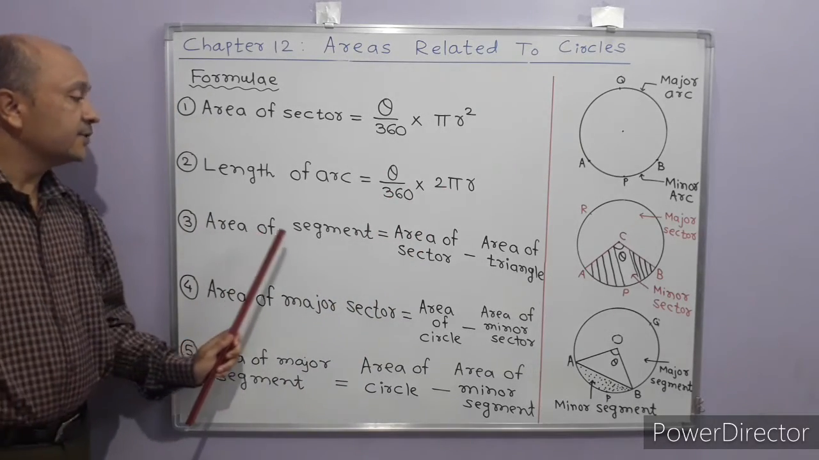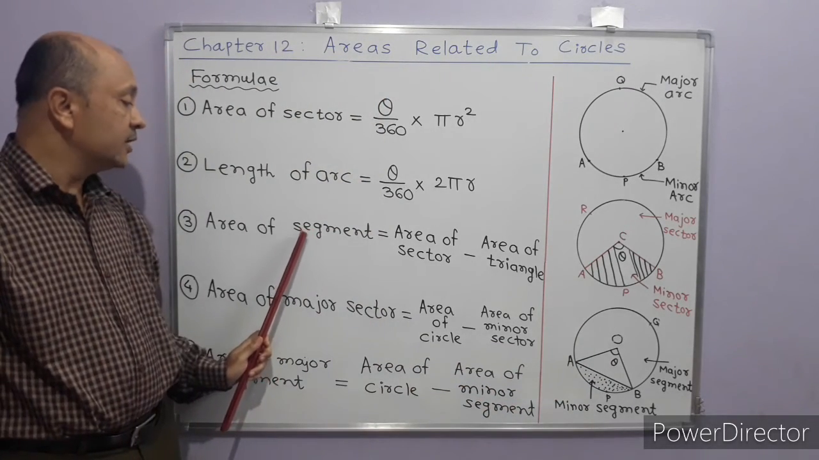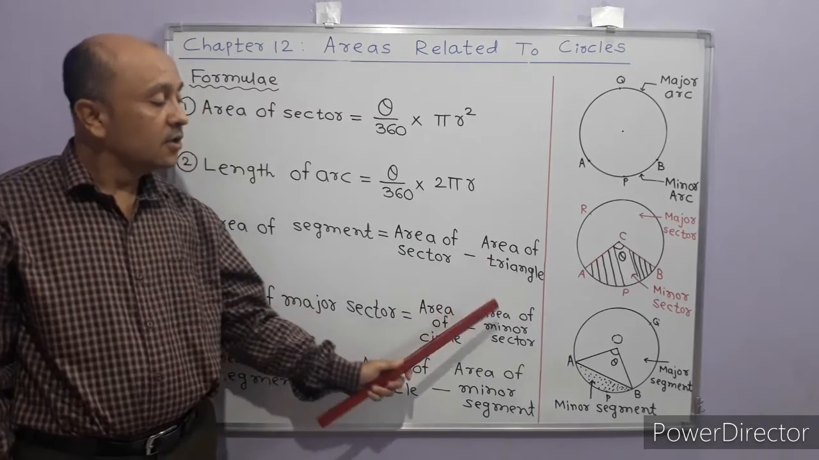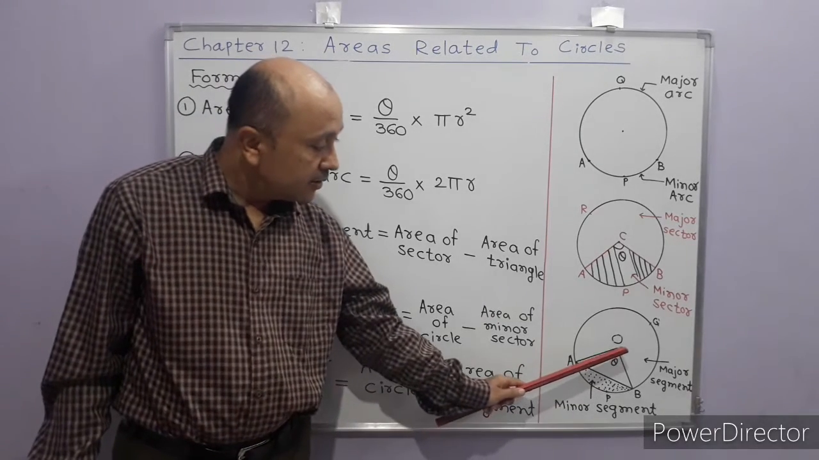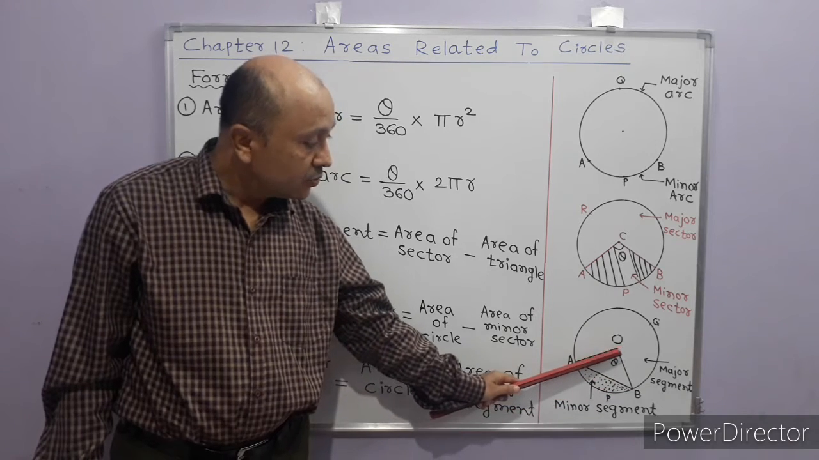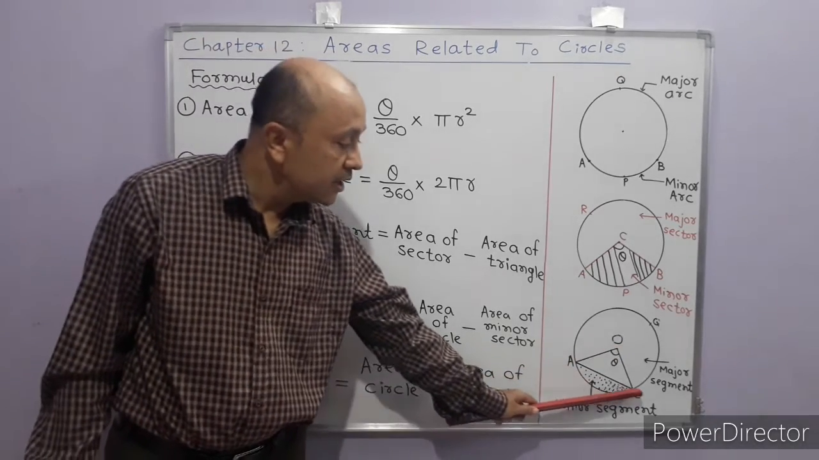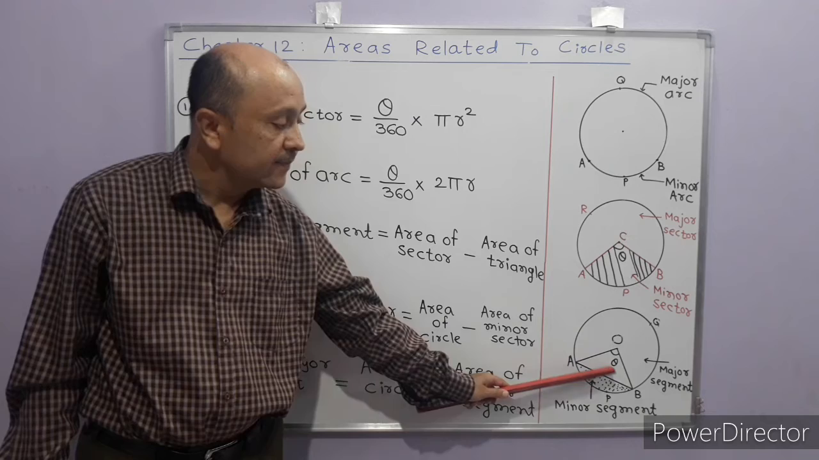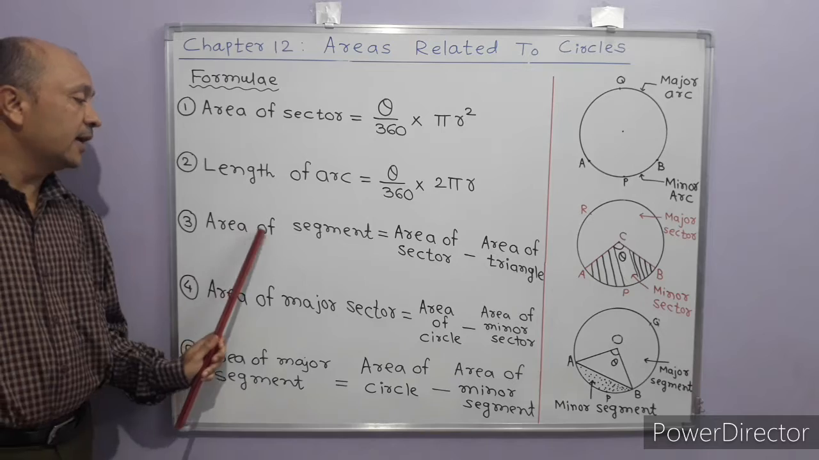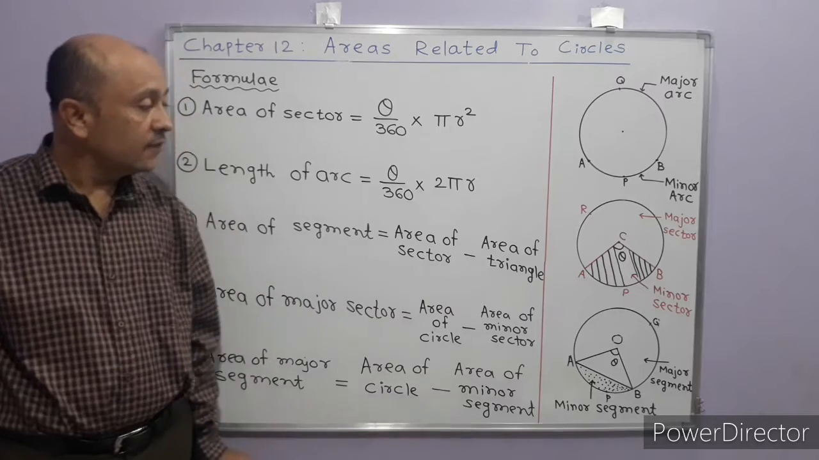Then similarly, area of segment. See here the segment is given. Area of minor segment is equal to area of sector minus area of triangle. From the figure it is very clear, students, that this area we want, that is the minor segment. If you find out this area, it is the area of sector, and from it if you subtract this triangle, then we'll get the area of this segment. So area of segment is equal to area of sector minus area of triangle. You should remember the formula.